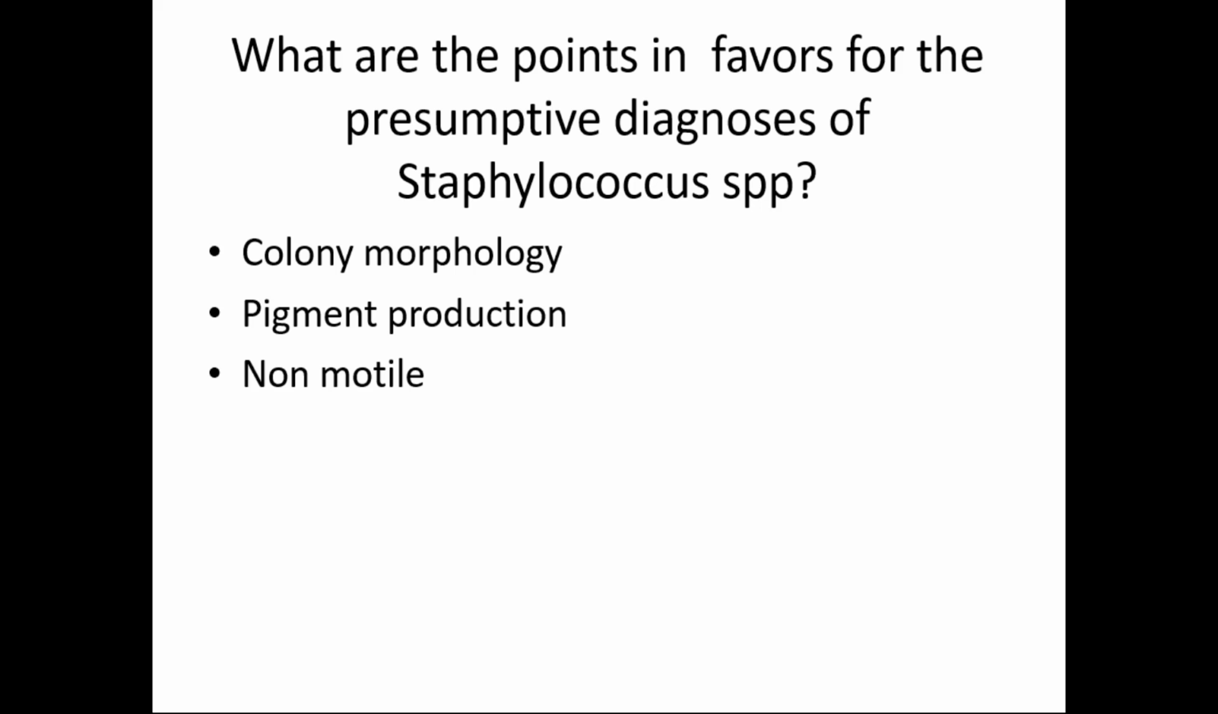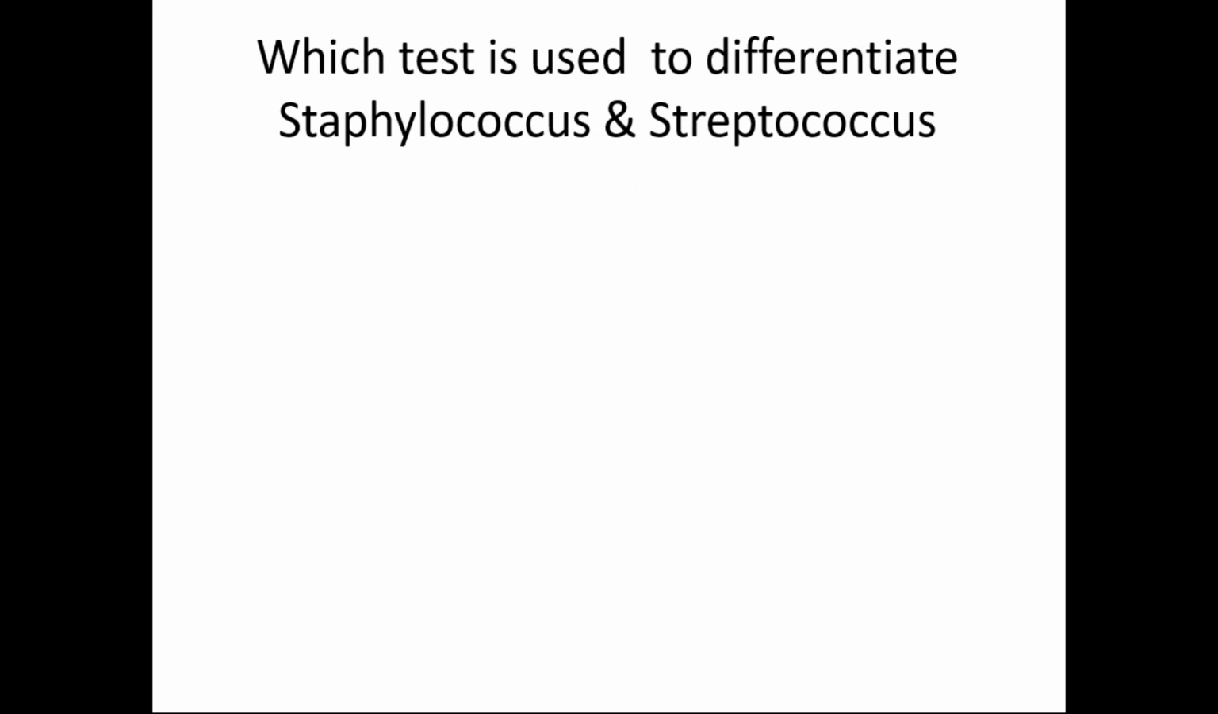Next, non-motility. Next, which test is used to differentiate between Staphylococci and Streptococci? Staphylococci, by gram staining: what is your answer? Gram-positive cocci in clusters. However, many of you will get confused by saying that it is Streptococci. Then, by biochemical reactions, which test is used to differentiate between Staphylococci and Streptococci? Answer.